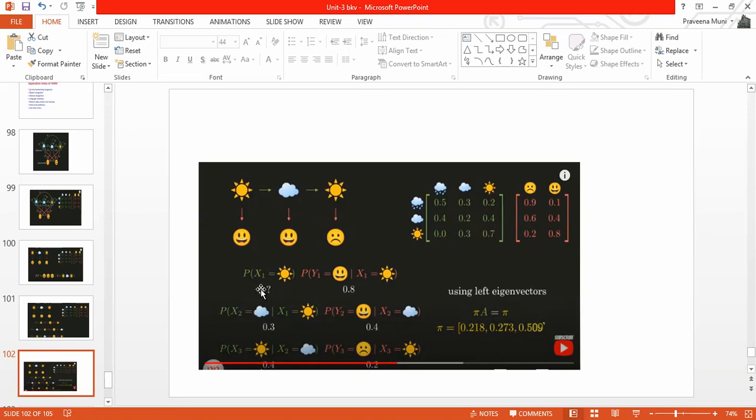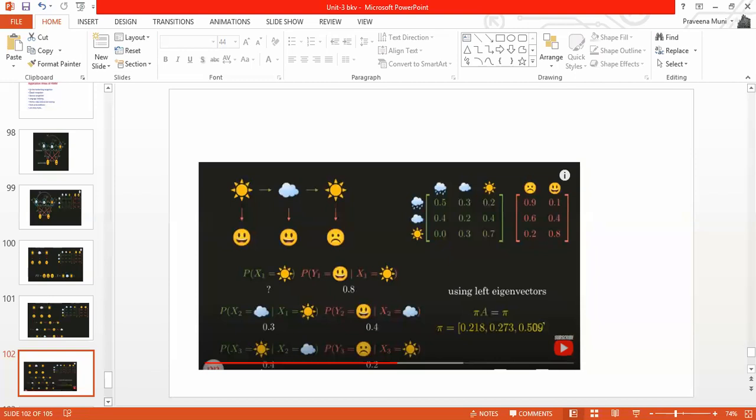Now we need to find the first value, the initial probability. To find it, we use eigenvectors. This is rainy, foggy, sunny. The first eigenvector gives the probability of rainy, the second gives the probability of foggy, and the third gives the probability of sunny. First we want the probability of sunny, which is given as 0.509.